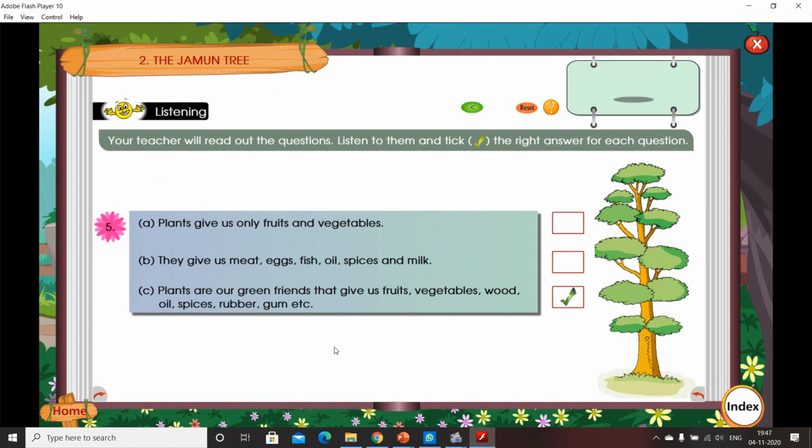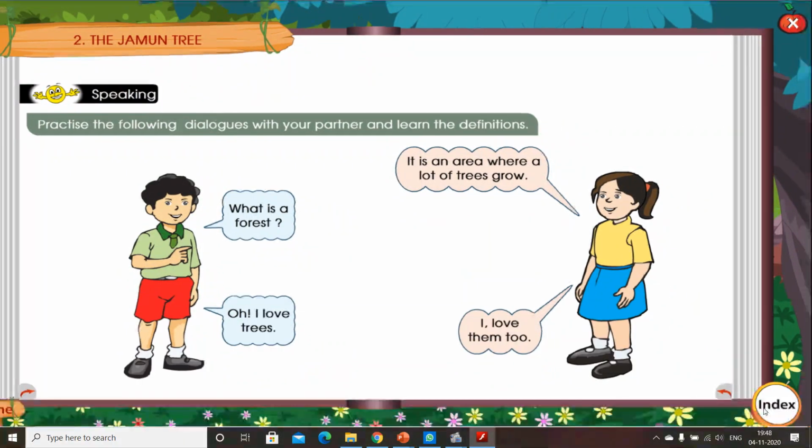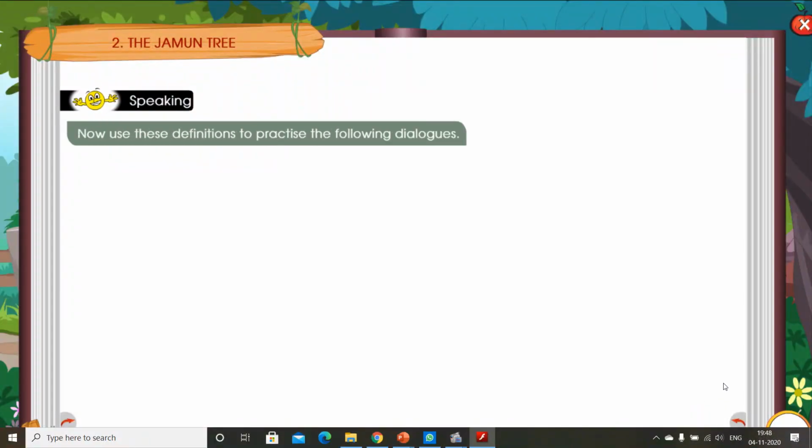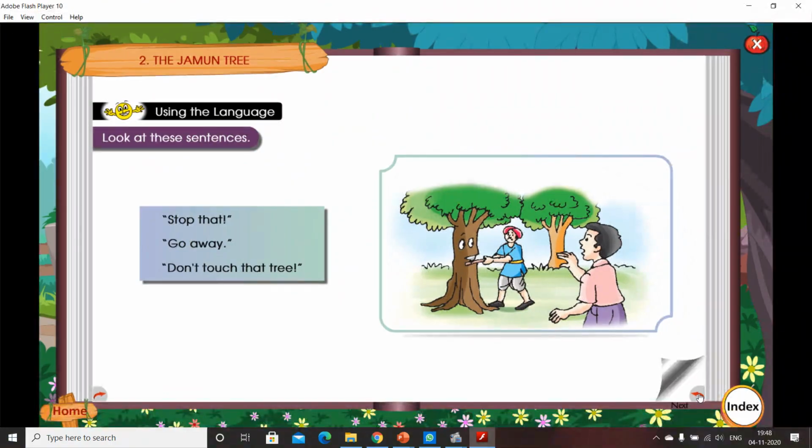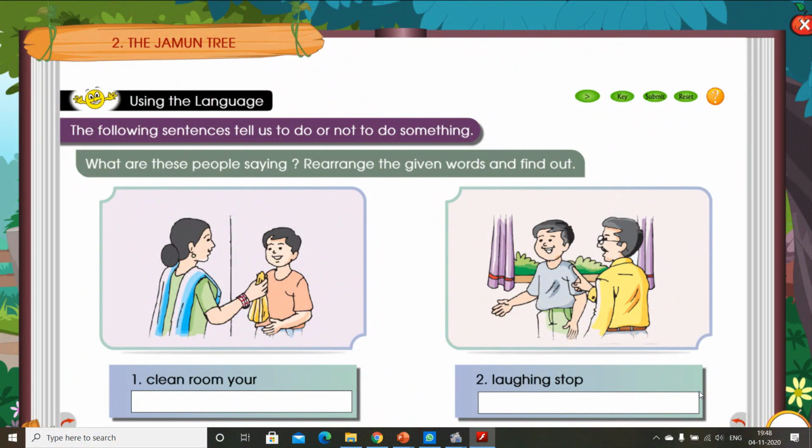Okay, turn to page number 18. Now practice the following dialogues. What are these people saying? The sentences tell us what these people are saying to each other. We have to rearrange the given words and find out.